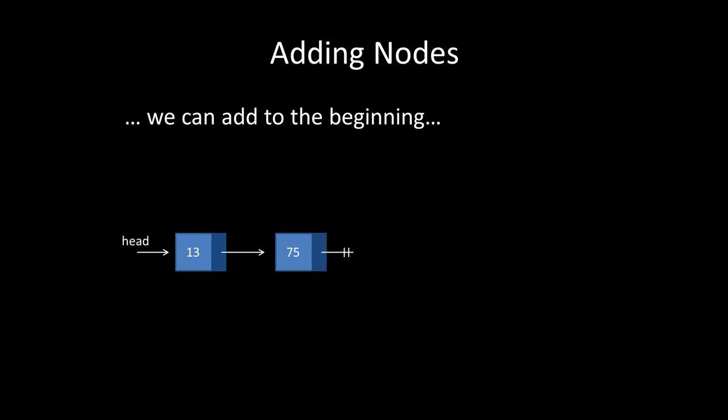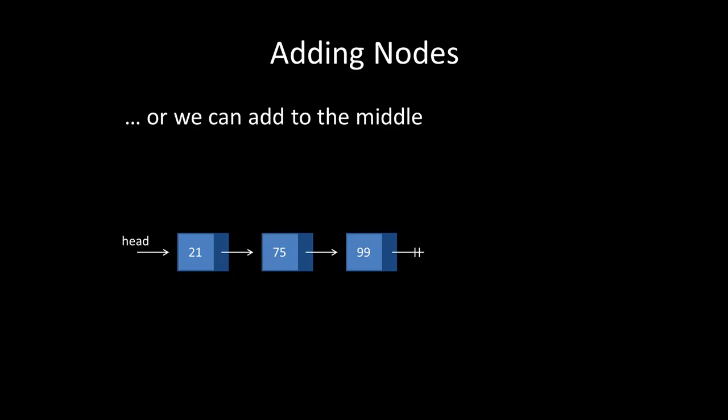So if we were to rearrange this, you can see that we successfully added 13 to the beginning of the list. Another way that we could add nodes is to the middle of the list. And this is commonly the way that you would maintain a sorted list. So say for example we wanted to add the value 80. You can see right now that it would go between the 75 and the 99.